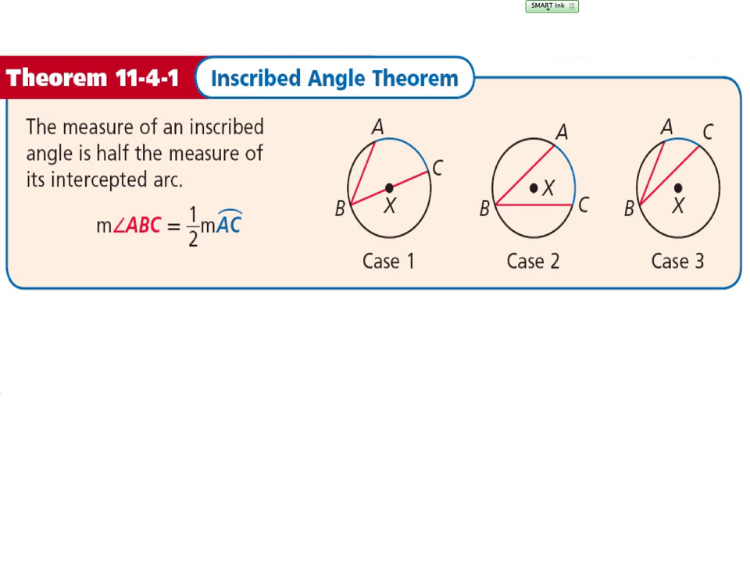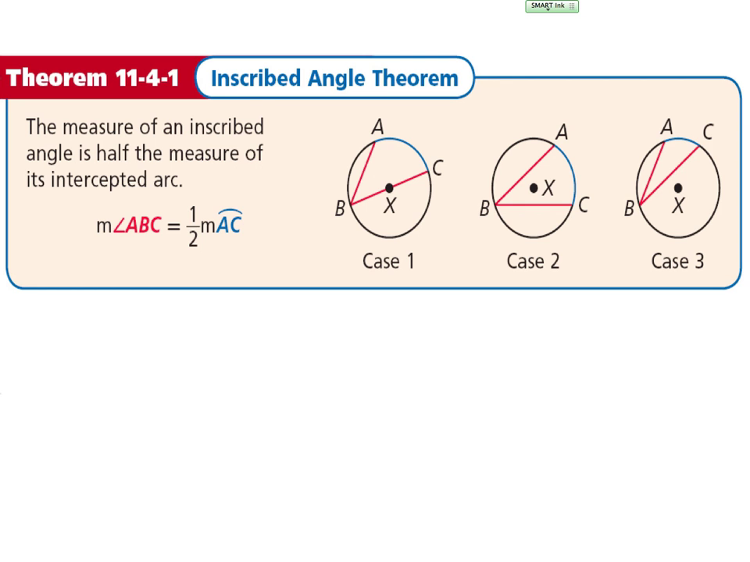Okay, so here's the theorem, how you get the measure of the inscribed angle. The measure of the inscribed angle is half of the measure of its intercepted arc. Now an inscribed angle, as we said, has its vertex on the circle. Why do they have three cases? It could look three different ways. The first look is where one side is a diameter of the circle, so it's kind of in half of the circle.